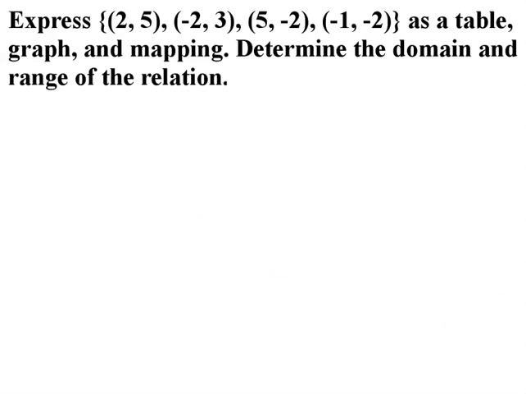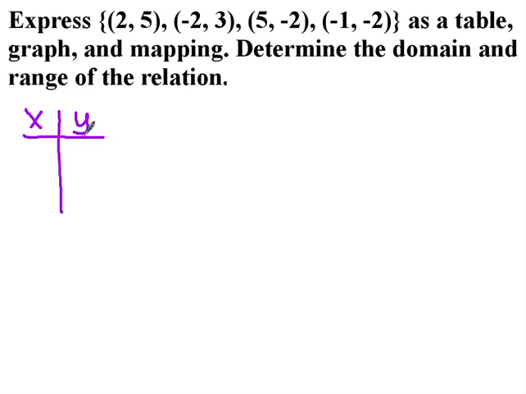So let's go ahead and look at an example. It says express (2, 5), (-2, 3), (5, -2), (-1, -2) as a table, graph, and a mapping. The reason we don't have to express it as ordered pairs is it's already ordered pairs. Okay? Determine the domain and the range. So we're going to start first of all with the table. So here's my table, x, y. That's it. That's all you have to do for a table.